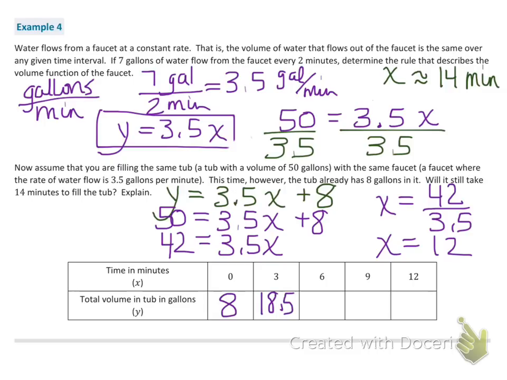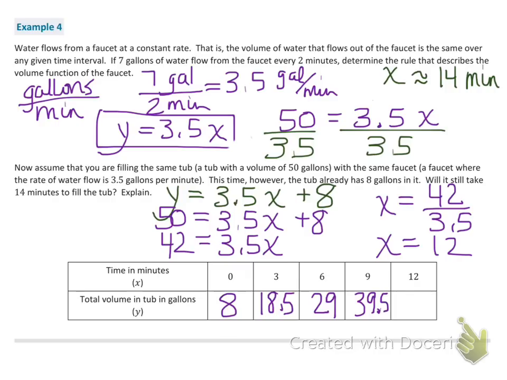So 18.5 gallons. And then at 6, we've got 6 times 3.5 plus 8, which is going to be 29. And on these problems, if you'd like to use a calculator, that would be fine. The important thing here is figuring out what's going on with these functions, not the actual multiplication.